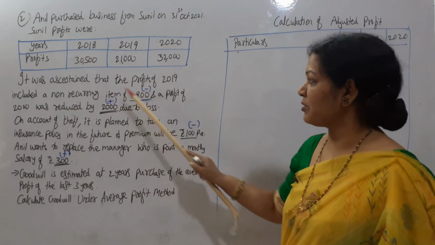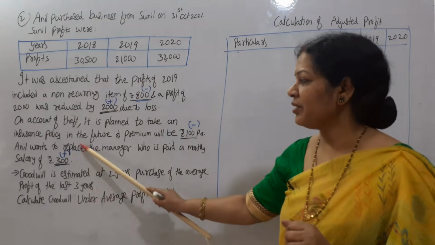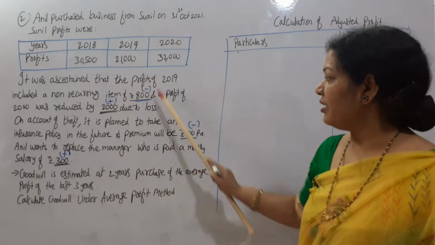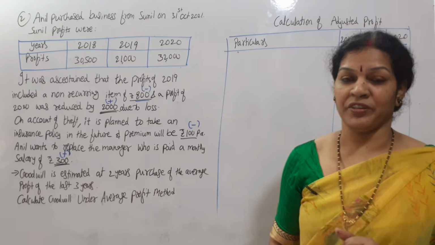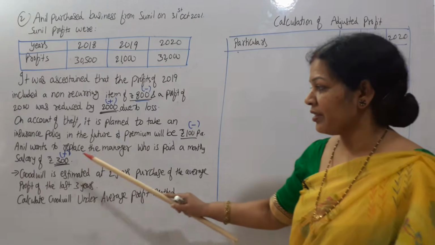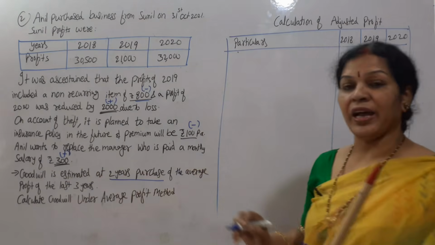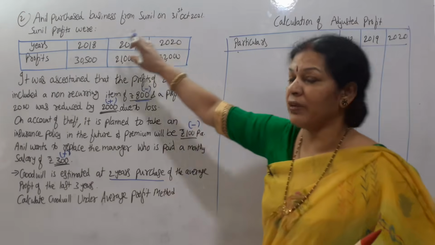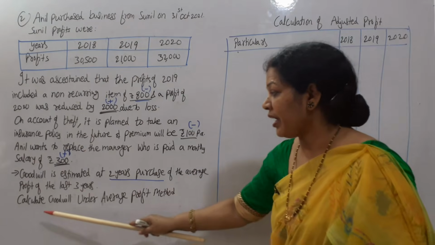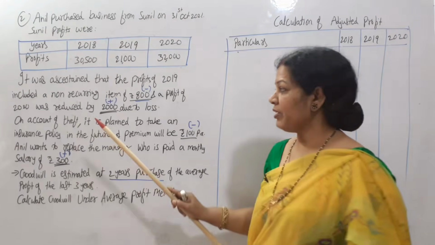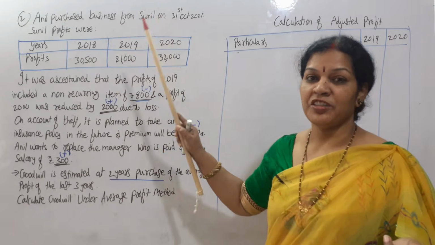So these are the 4 adjustments: one is 800, second 2000, then 1200 for insurance, and 300. These are the items we have to adjust to the profits. If we adjust them, we will get the adjusted profit. We will complete that first. Then after that, they say goodwill is estimated at 2 years purchase of the average profit of the last 3 years. Calculate goodwill under the average profit method. Knowing these adjustments, you have to calculate the adjusted profit.